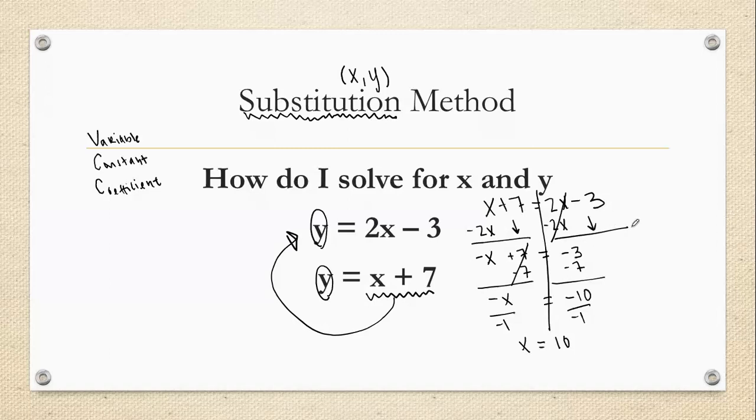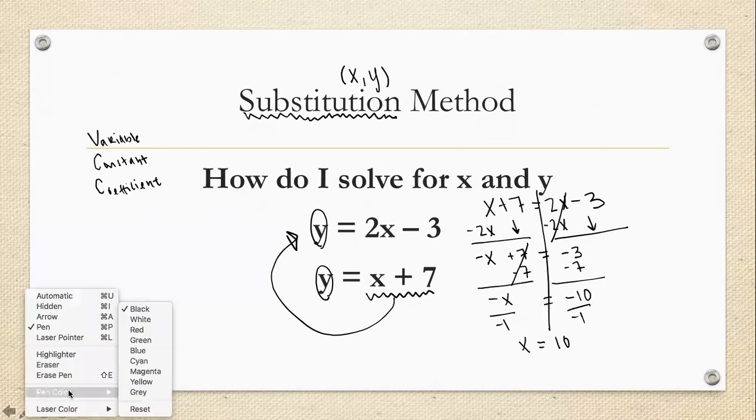Am I done? No, because I need the y value as well. So I have the x value, x equals 10, but I need the y value. How would I figure out y? Well, I have these two equations here. I have y equals 2x minus 3. I have y equals x plus 7. If I know that x equals 10, how can I find out y? You could put 10 instead of the x.